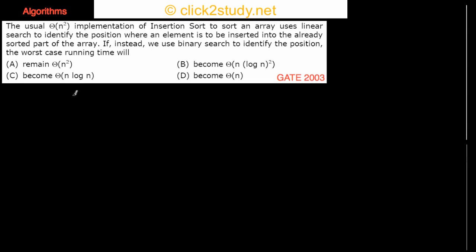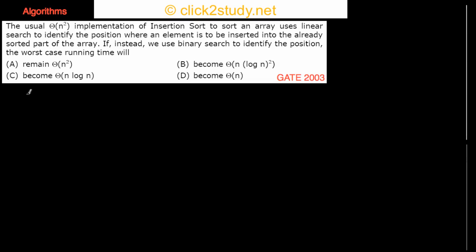Okay, so the question is: the usual theta of n square implementation of insertion sort to sort an array uses linear search to identify the position where an element is to be inserted into the already sorted part of the array. If instead we use binary search to identify the position, the worst case running time will be, and then we have to choose the correct choice.